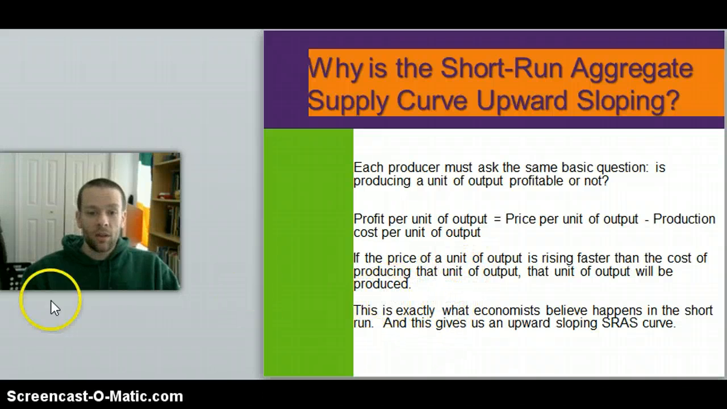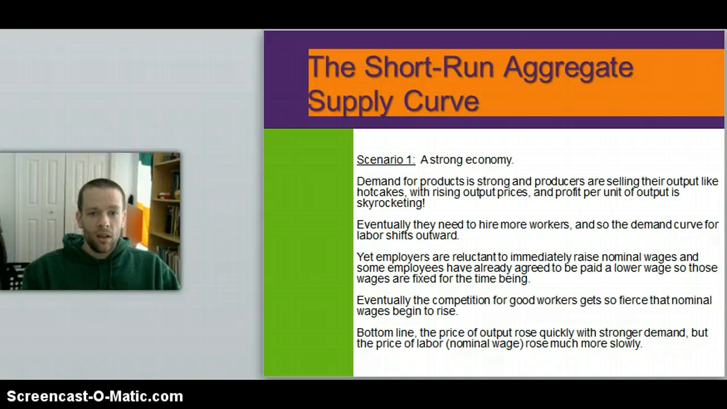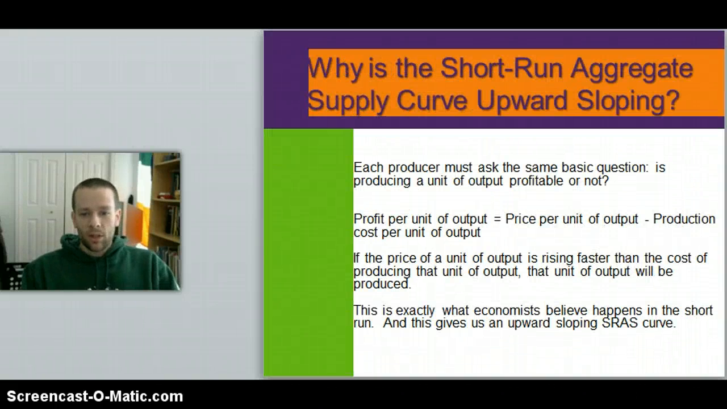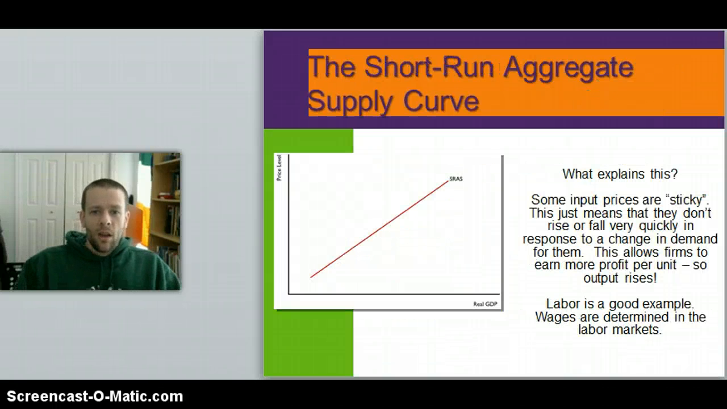And so this is exactly what's happening in the short run, and this is what gives us our upward sloping short run aggregate supply curve. So let's take a look at why that is. To explain this, we need to know a little bit about input prices, right? Input prices are all the costs that go into making a good or service.